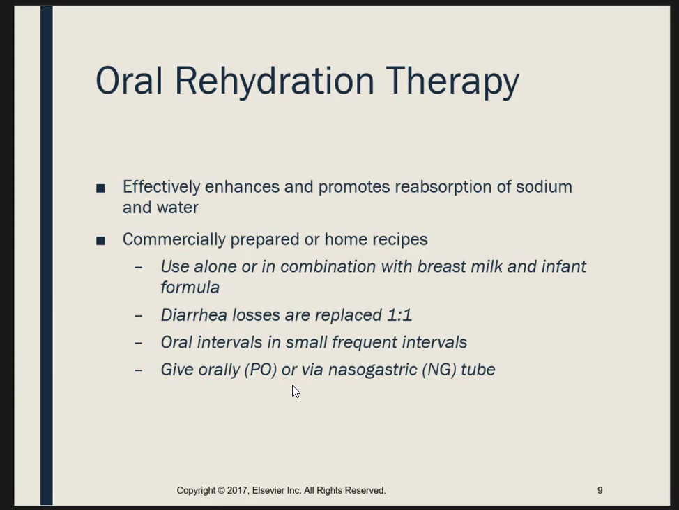But the goal is for the child not to gulp it down. Because if this has been going on for long enough, they're going to be really thirsty, but it can just continue to upset their stomach. And we want them to maintain that hydration. Okay. For our infants, oral rehydration can be used alone or in combination with breast milk or formula. That's a longer conversation than I feel like you guys need to get into, but just be aware that that is possible.